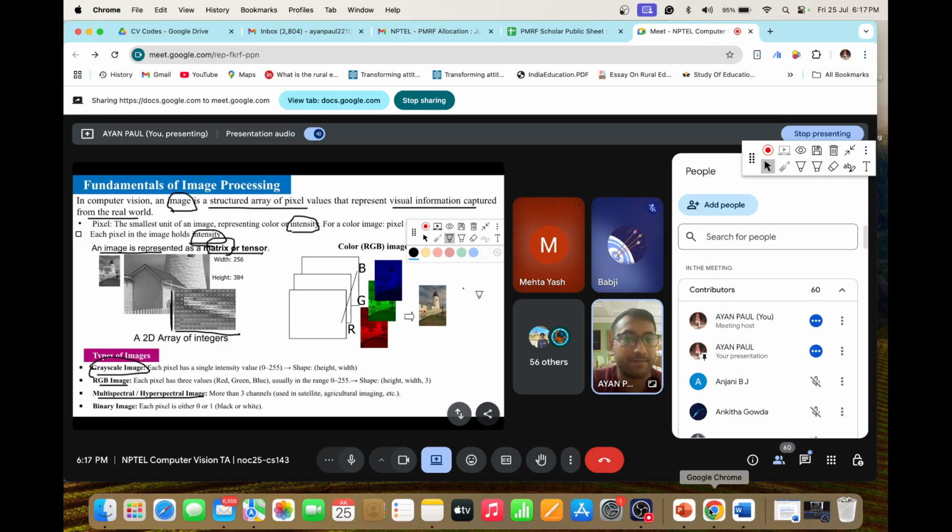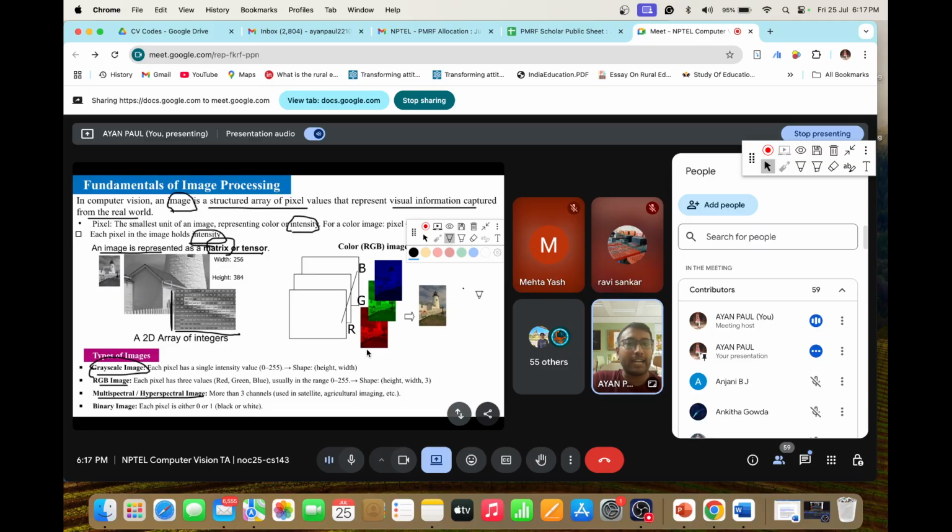Sir, for a 3 channel RGB image, what is the pixel range? Same, the pixel value is from 0 to 255 for each of red, green, and blue. Red will be from 0 to 255, green will be from 0 to 255 in a different range, and blue also, within 0 to 255 only.